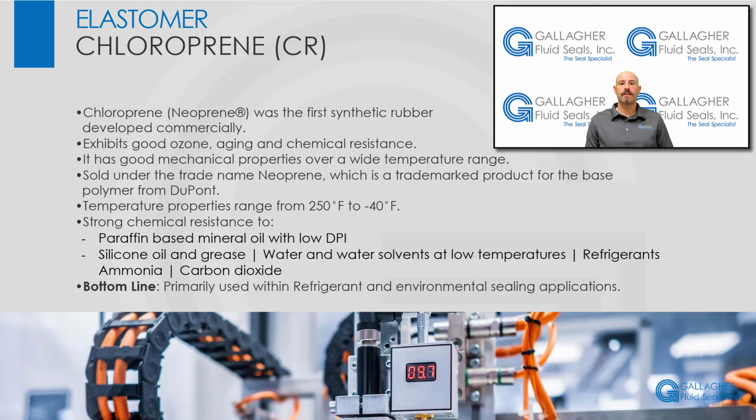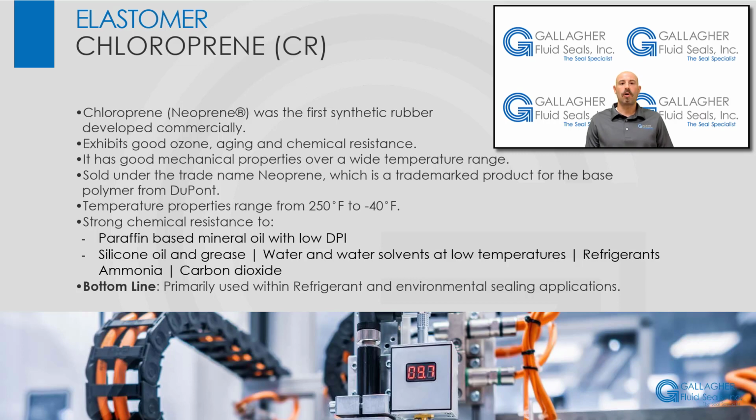Next, we will discuss Chloroprene, which was the first synthetic rubber developed commercially and generally exhibits good ozone, aging, and chemical resistance. It has good mechanical properties over a wide temperature range. Chloroprene is sold under the trade name neoprene, which is a trademarked product for the base polymer from DuPont. Temperature properties range from minus 40 degrees Fahrenheit to 250 degrees Fahrenheit.